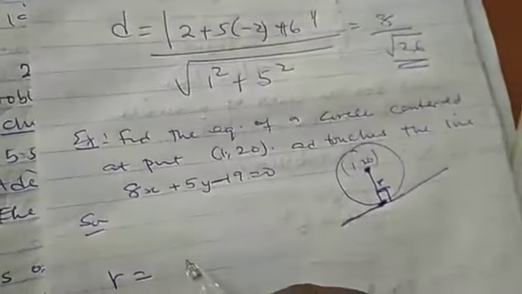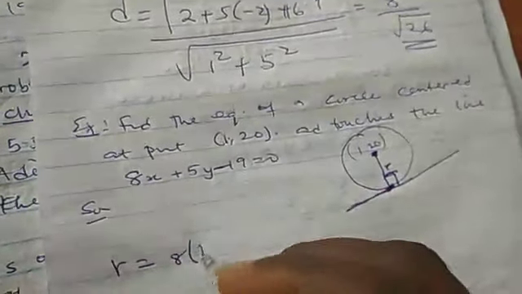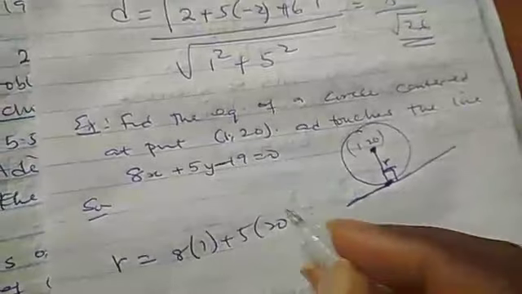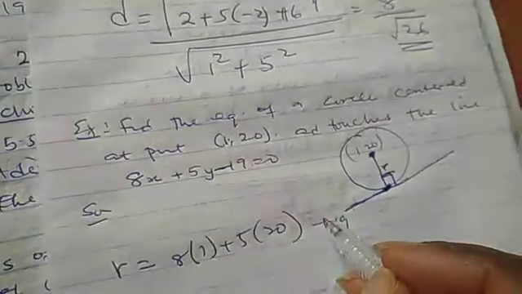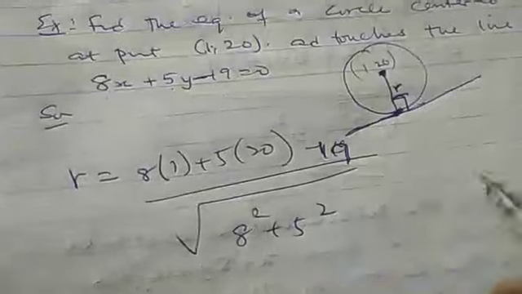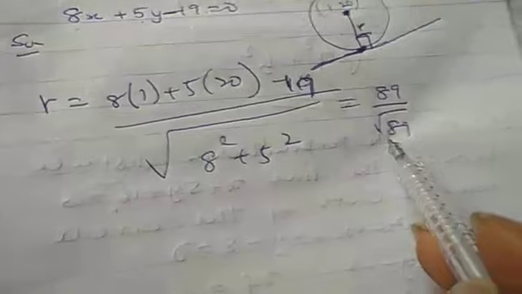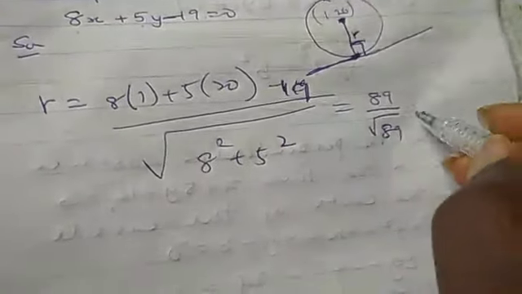Then I will now find the radius. This is the formula I will use for the radius. The center is given already. So the radius will now become 8 into, this will be our x, plus 5 into 20 minus 19 over the square root of a squared plus b squared. That is, this is our a, this is our b: 8 squared plus 5 squared. Then we simplify to get 89 over root of 89, which can simply become the square root of 89 when we rationalize.